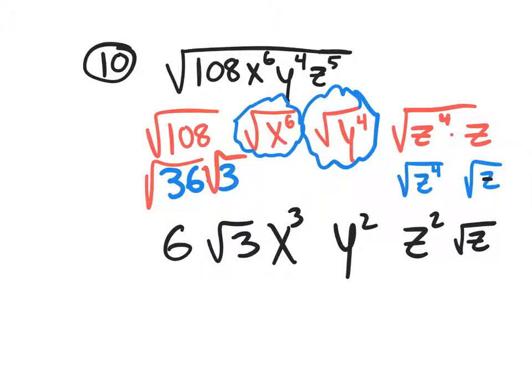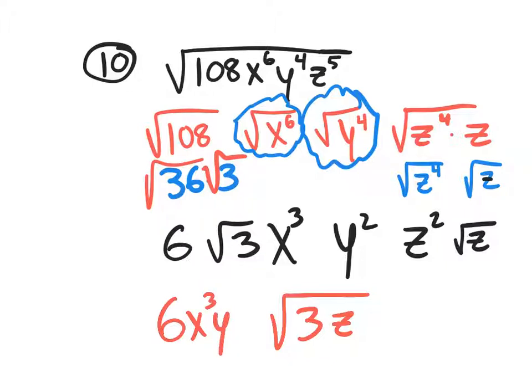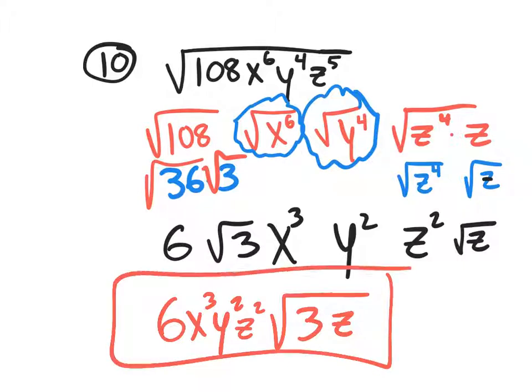So this is my answer, but I just need to organize it. What do I mean by organize it? I want to put all the radicals together underneath one radical, and I want to put all these outside values in front of that single radical. So my answer is going to have the square root of what? What's on the inside of the square root, guys? 3? On the inside of the square root. 3 and z. And that's it. What's in the front of the square root? 6, x to the 3rd, y to the 2nd, z to the 2nd. And that's your final answer for number 10.